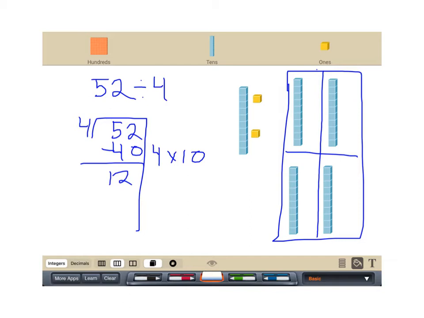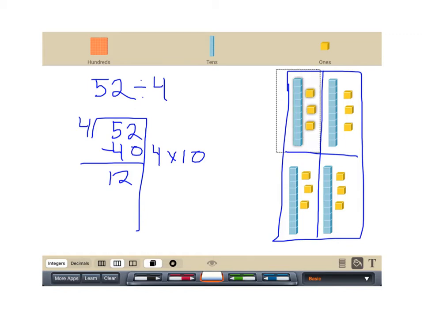Okay, so the next thing I do is I see what else I can give out. I cannot give out a 10 stick to each group, so I'm going to take my 10 stick and split it up into 12 ones, and then I can share my ones out to each group. I can share them out one at a time, or I can know that since I had 12 and I could split them into 4 groups, 3 are going to go in each group. And so I'm going to continue dragging the rest of my ones into each of the groups. And so I have 52 divided by 4. You can see that in each of my groups I have 13 base 10 blocks.